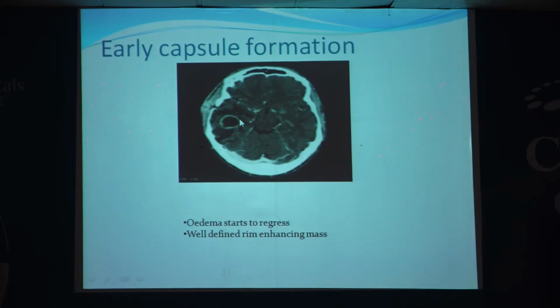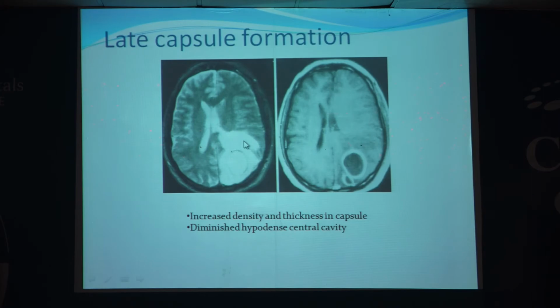In an early capsule formation, we see a well-defined ring enhancing lesion with surrounding edema. Then in the late capsule formation, the capsule becomes very thick with perilesional edema. So this is an intracerebral abscess. Such ring enhancing lesions can also be seen in other conditions like tuberculomas, neurocysticercosis, or any malignant tumors like GBMs, etc. How to differentiate between an abscess and a tumor?